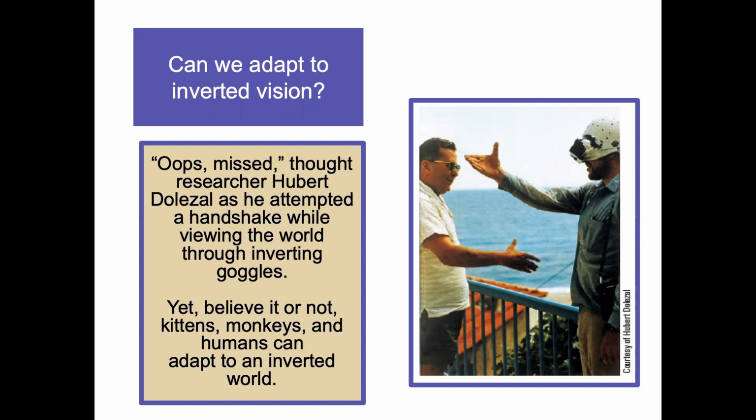After he wore his inverted goggles for a long enough period, he was able to adapt and function more like normal than you would really imagine. Even though his sensory system was seeing things upside down, his brain started perceiving it in the right way.